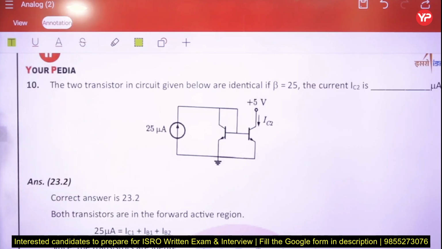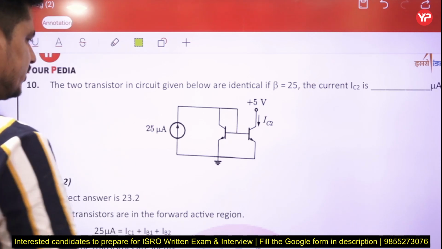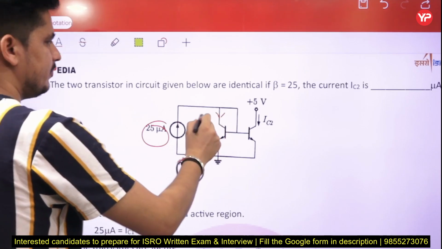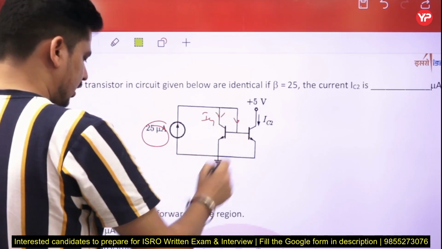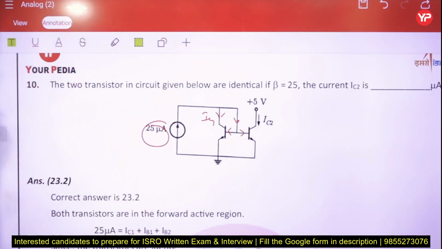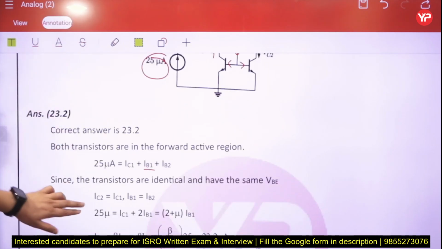Yeah. The two transistors in the circuit given below are identical. If beta is 25, we have to calculate the current IC2. So basically, when you see both the transistors are in the forward active region, this 25 microampere is the current, which is equal to IC1 plus the currents IB1 and IB2, right? And both the transistors are identical, it means IB1 is equal to IB2. So we can say IC1 is equal to IC2.